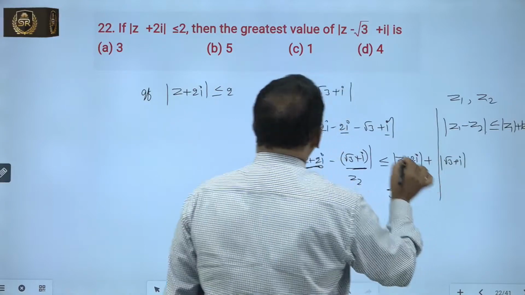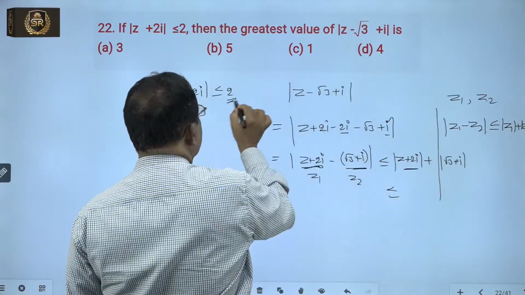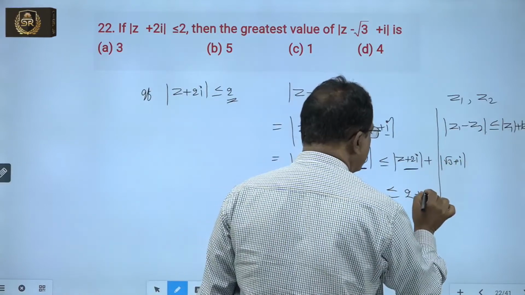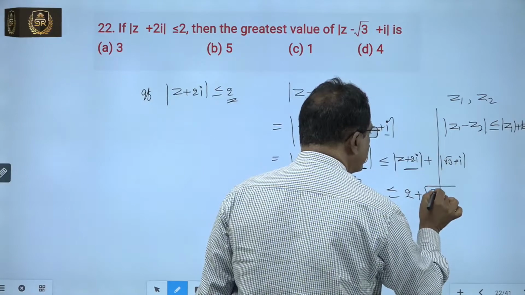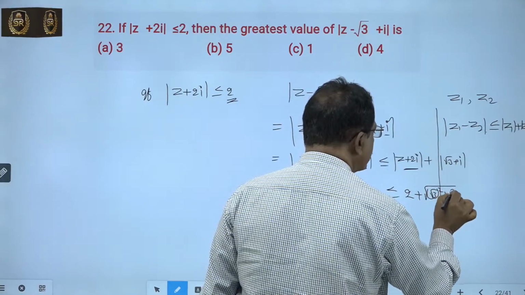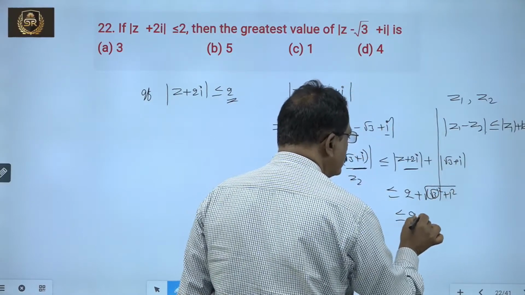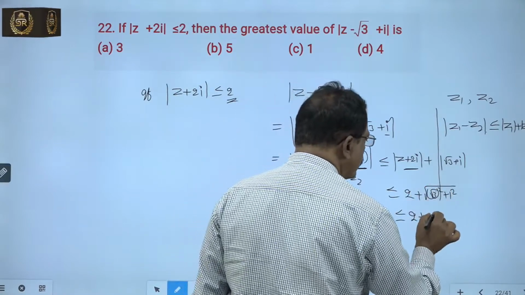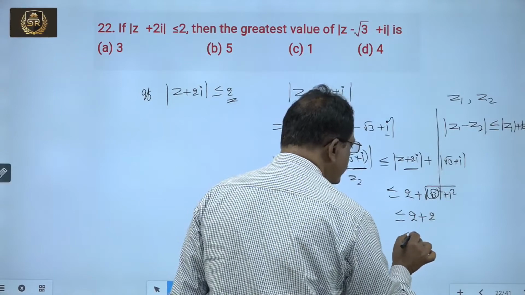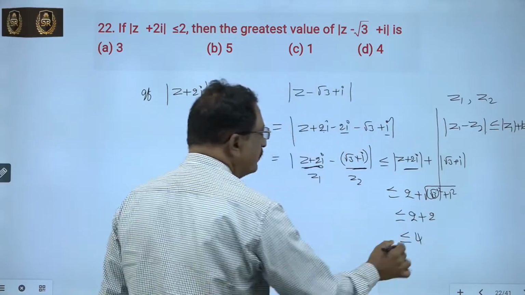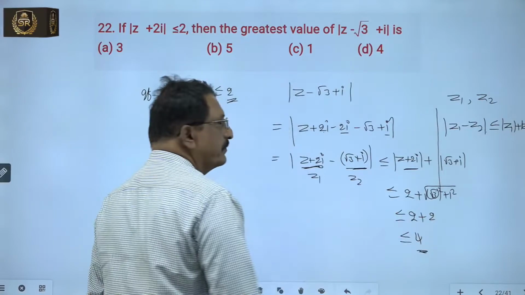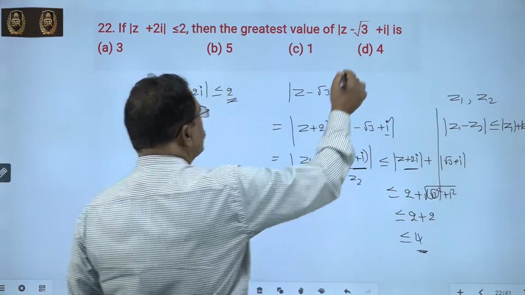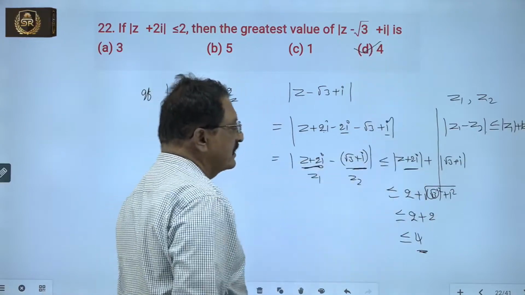But this value given in the problem, |z + 2i|, is less than or equal to 2. So it is less than or equal to 2 plus the modulus of √3 + i, which equals the square root of (√3)² + 1², that is 2 + √(3 + 1) = 2 + √4 = 2 + 2, so it is less than or equal to 4. Therefore, the maximum value is 4, because its value is less than or equal to 4. Then the fourth option is correct.